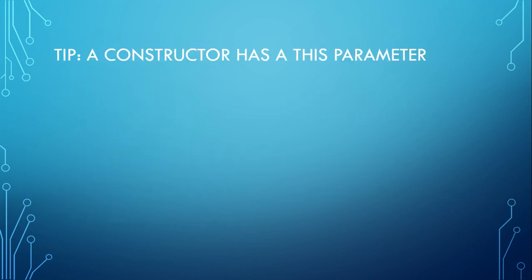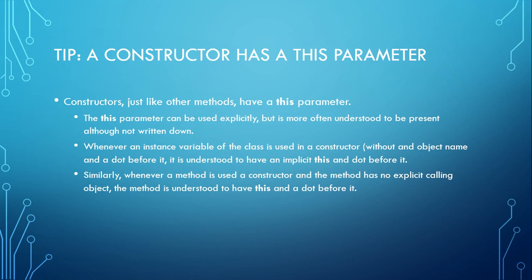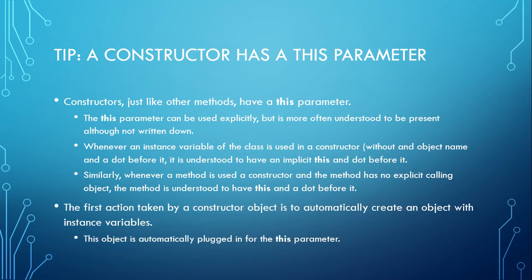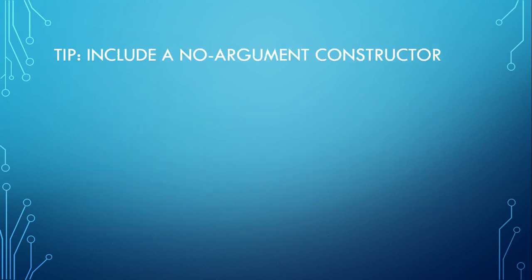All right, a constructor which has the this parameter. Constructors, just like any other methods, can have the this parameter. The this parameter can be used explicitly, but is more often understood to be present, although not written down. Whenever an instance variable of the class is used in the constructor without an object name and a dot before it, it is understood to have an implicit this and a dot before it. Similarly, whenever a method is used in a constructor and the method has no explicit calling object, methods are understood to have this and a dot before it. The first action taken by a constructor is to automatically create an object with instance variables. This object is automatically plugged in then for the this parameter.